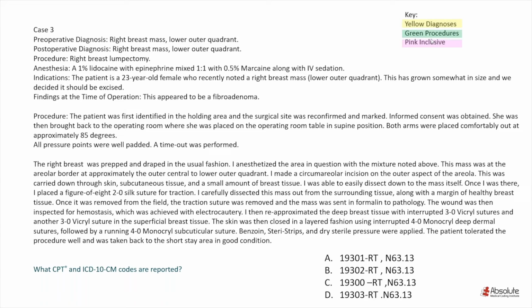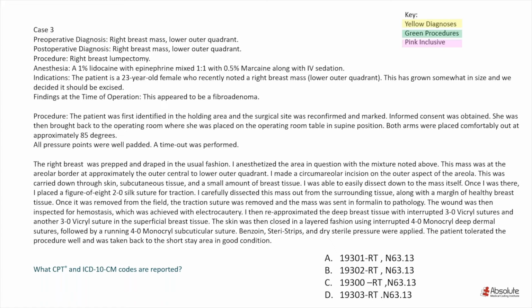Sure thing, Mr. Sandeep. Okay, thank you, coders. No problem. What CPT and ICD-10-CM codes are reported? A, 19301 RT and 63.13. B, 19302 RT and 63.13. C, 19300 RT and 63.13. And D, 19303 RT and 63.13.